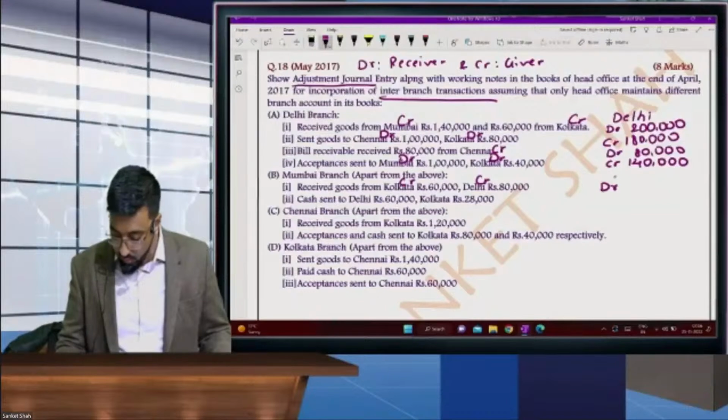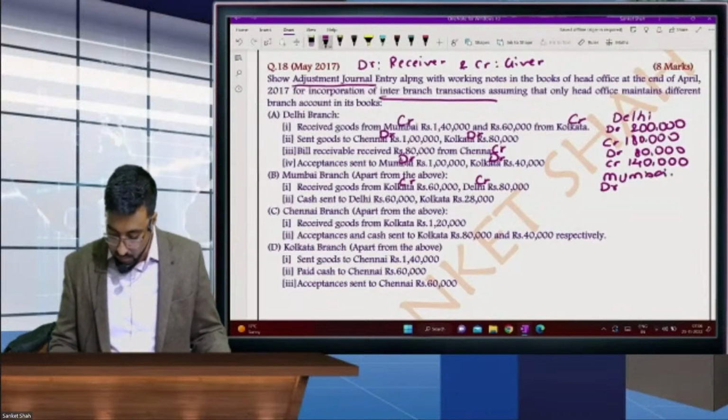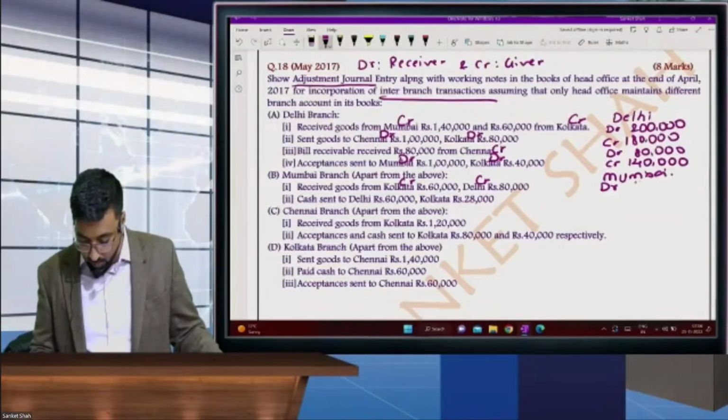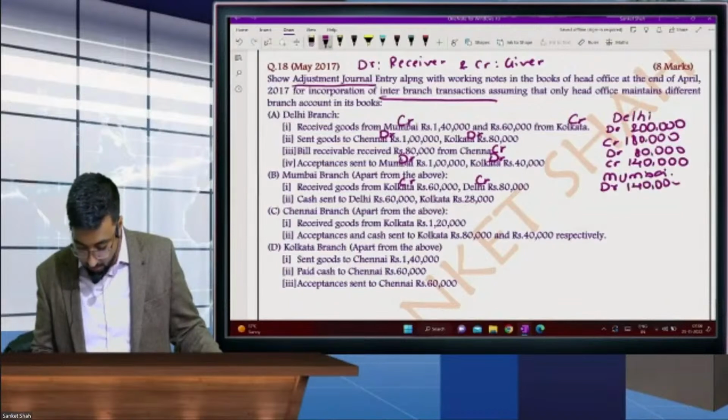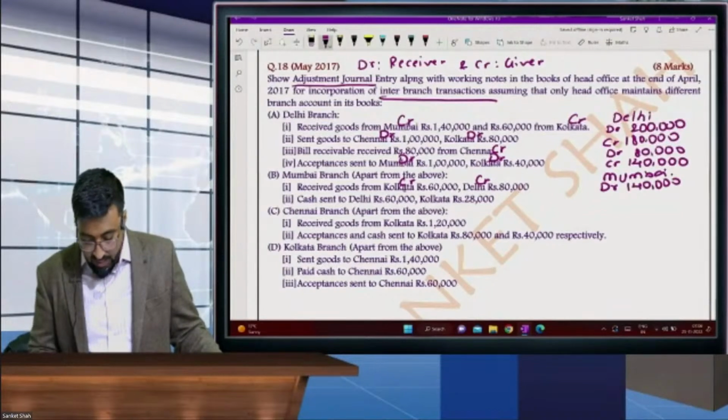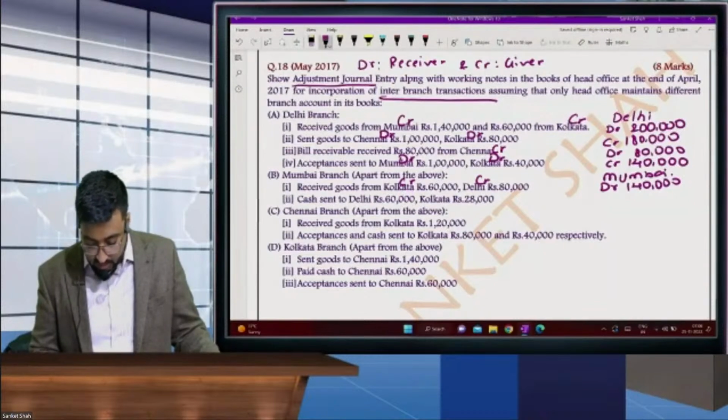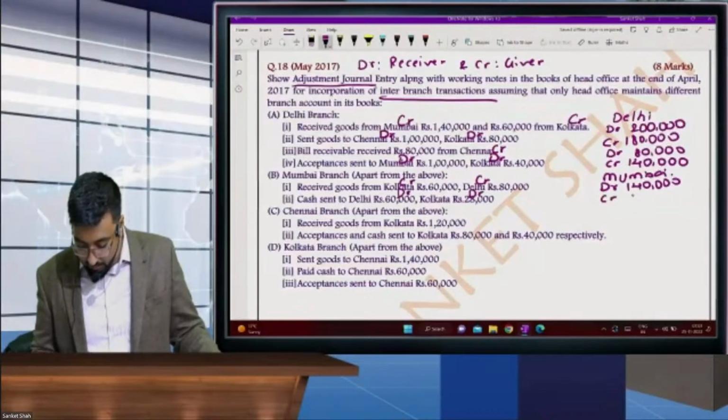Here Mumbai branch. So here Mumbai for the second transaction, Mumbai is receiver for rupees 1,40,000. Cash sent to Delhi. Delhi is giver. Sorry, Delhi is receiver. Kolkata is receiver, and Mumbai 88,000. Chennai branch.